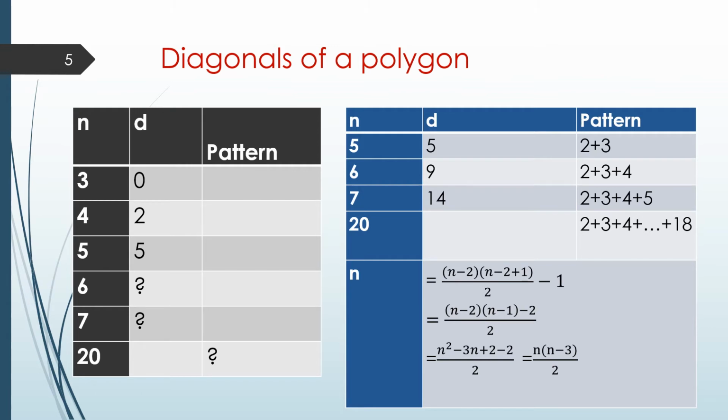Students need not draw the diagonals. When they draw, they may miss out something. So from the pattern, they can find out. For a 20-sided polygon, it should be 2 plus 3 plus 4 plus 5 plus up to 18. For lower form students, they can find the sum. For higher class students like year 8 and 9, we can ask them to generalize the result and find the formula.